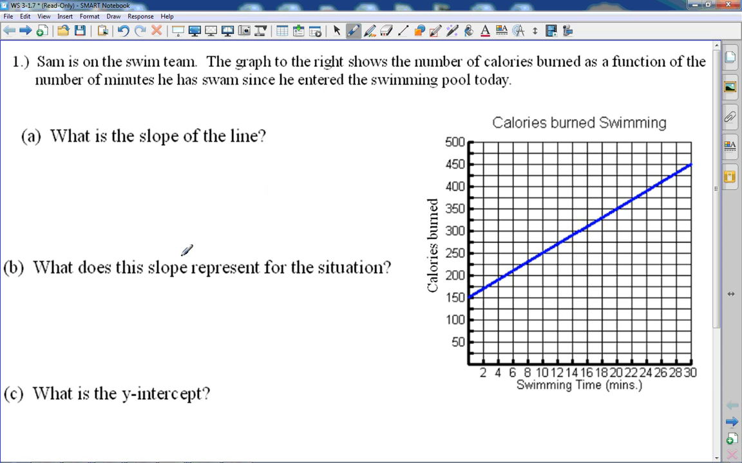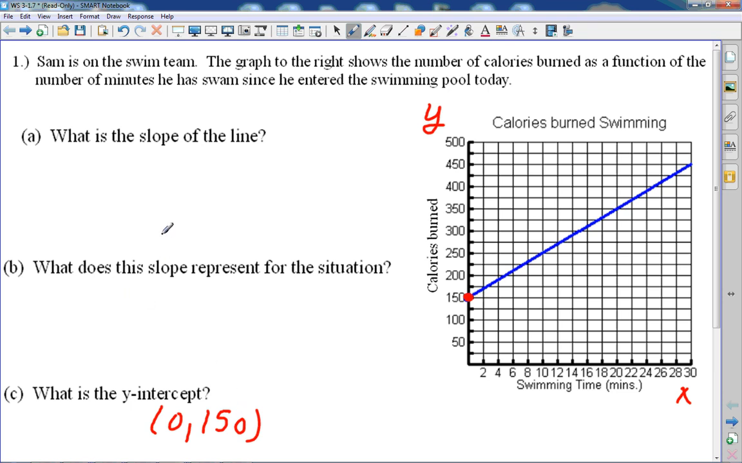Okay, first off, I know the first question says, what is the slope of the line? I like going down here and doing the y-intercept. The y-intercept is right here. Let's start here. The y-intercept is where it crosses the y-axis right here. Remember, this is x, and this is y. My y-intercept is (0, 150).